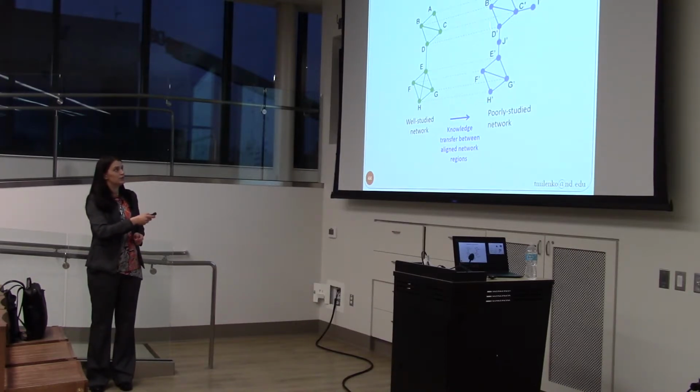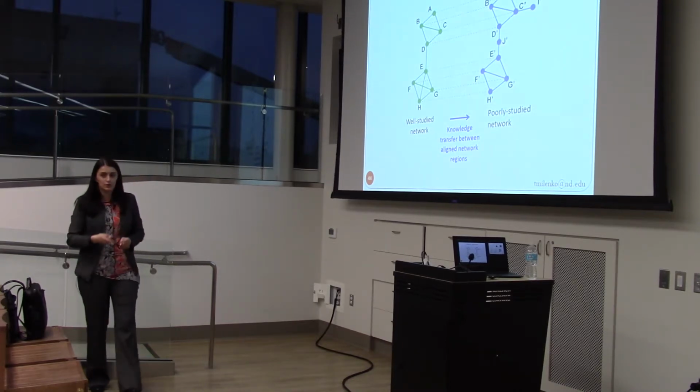This is a completely conserved region. This is a partially conserved region. This is a conserved edge, but this edge is not conserved because it does not exist between E prime and A prime. Nonetheless, we find approximately similar regions and then transfer knowledge from this network to another.